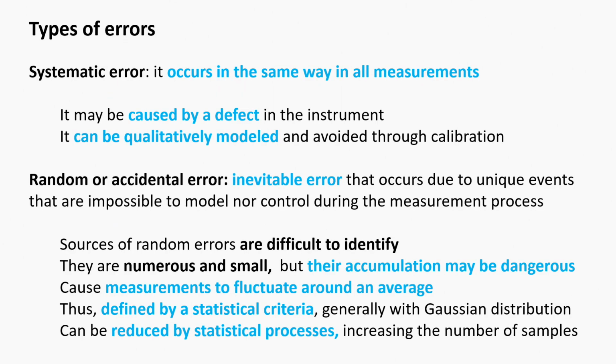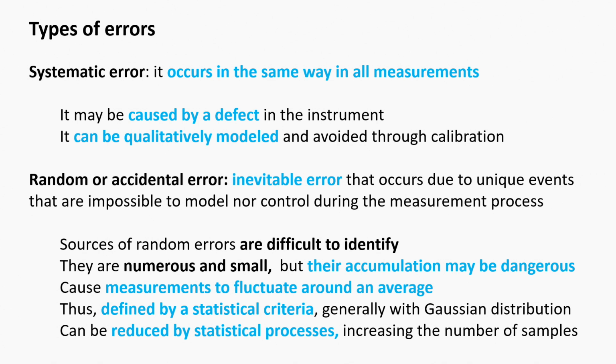As we saw, we can find systematic errors and random or accidental ones. The first type refers to those that occur in the same way in all measurements. It is important to note that they can be caused by a defect of the instrument, but mainly it has to be highlighted that they can be quantitatively modeled and avoided through calibration.